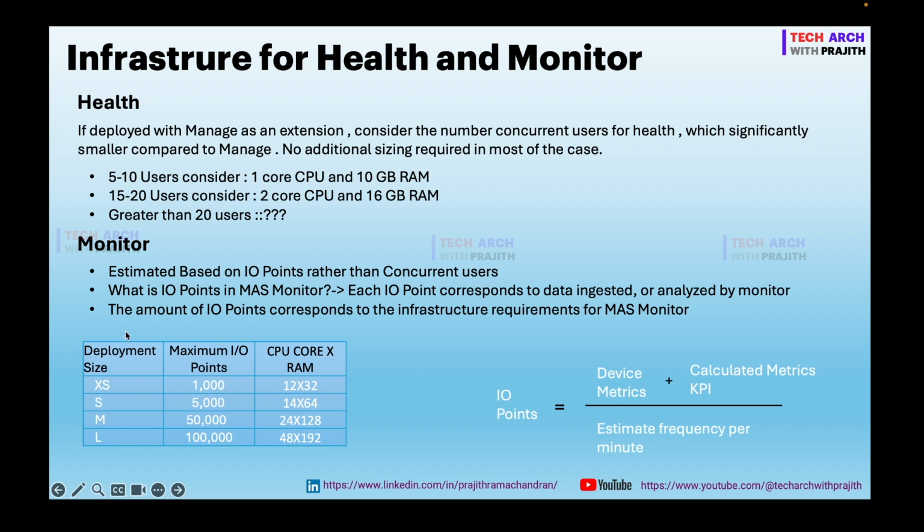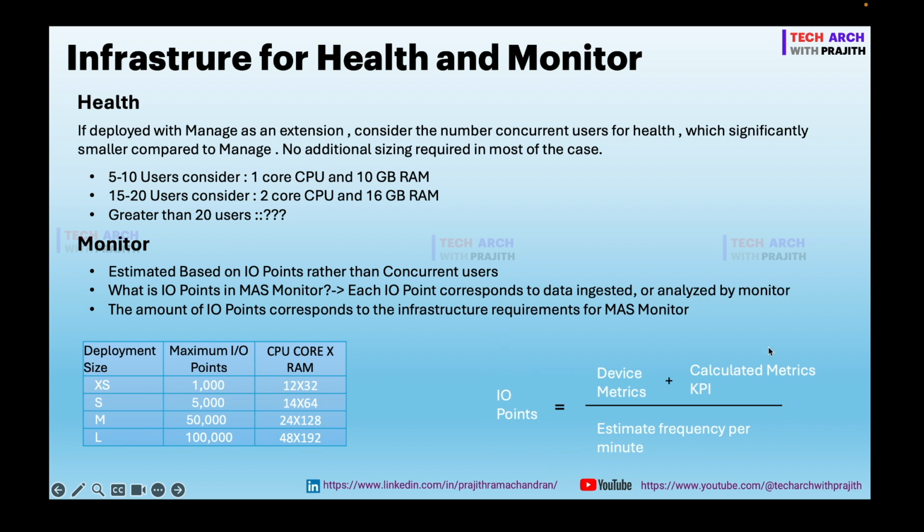You can see a table I've given here. It is a t-shirt sizing: extra small, small, medium, and large. If it is 1000 IO points, you call it extra small. If it is 50,000 IO points, you call it a medium size monitor deployment. And 100,000, I haven't seen any large deployments, but if it's required, again you have to calculate based on your IO points. You have to calculate how many IO points come in.